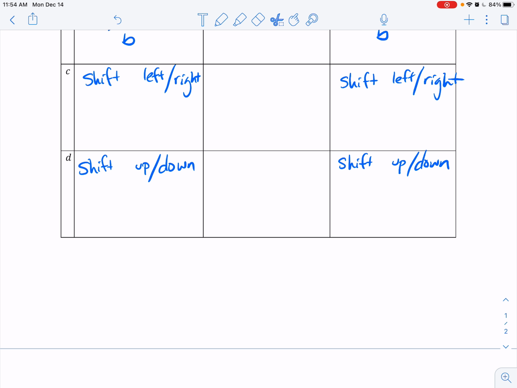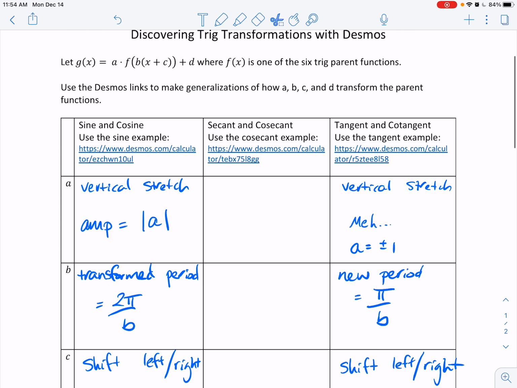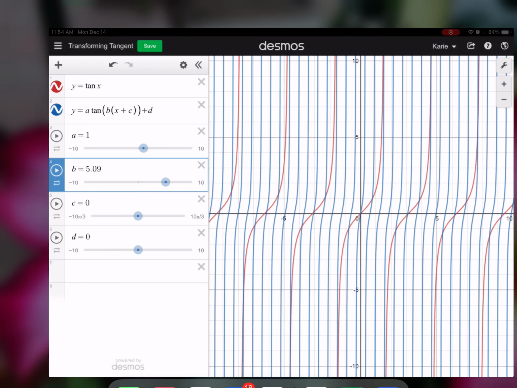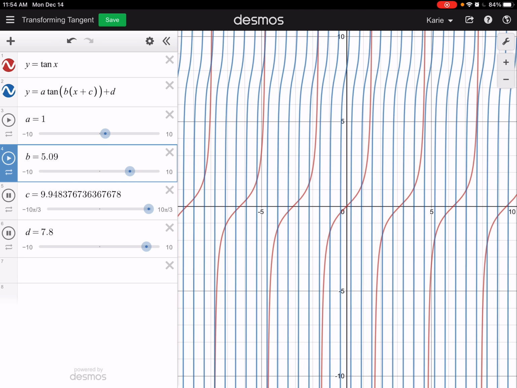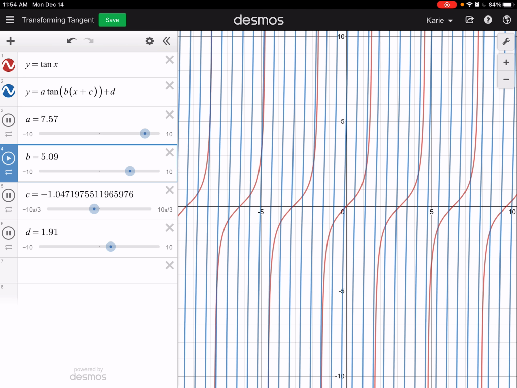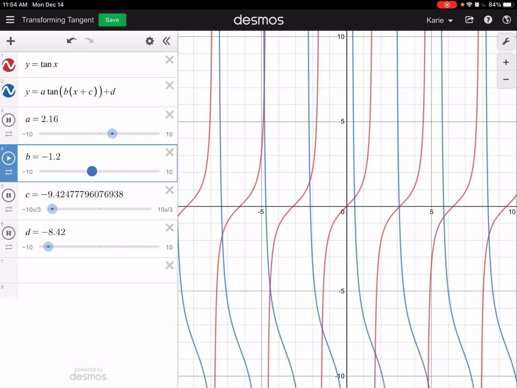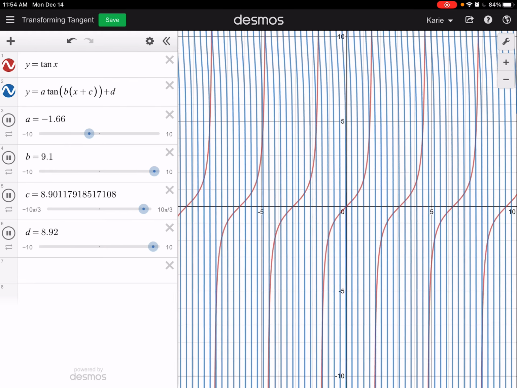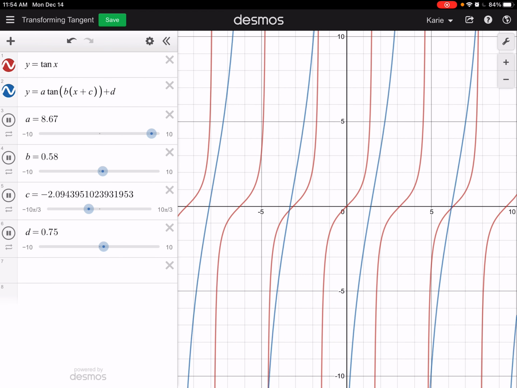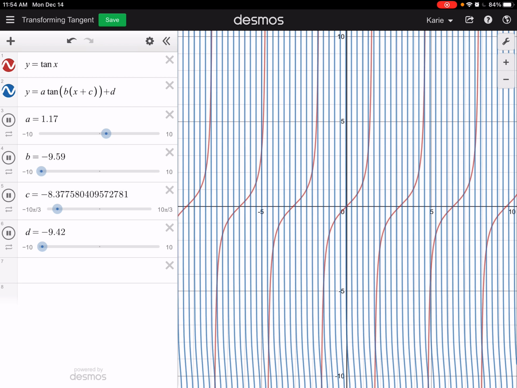Okay, and now let's go look at secant and cosecant. It is kind of fun and silly to make all of these start playing at the same time. If you make all of them play, I'm easily amused. Holy moly, I don't even know what we're looking at. But okay, stop the insanity.